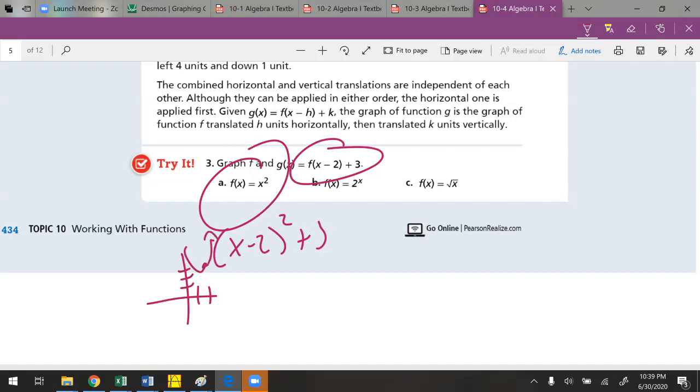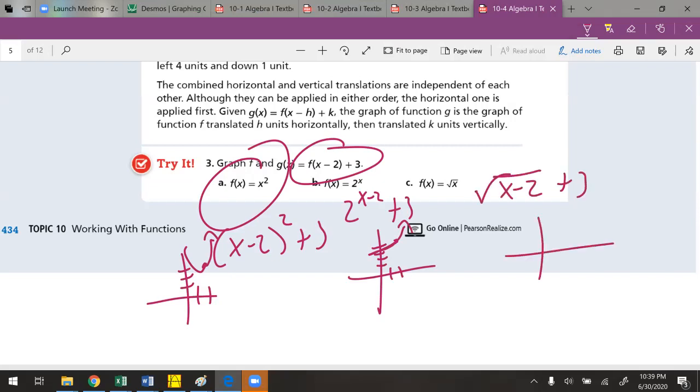Okay, this one right here, it's 2 to the x minus 2 and then plus 3. And that graph is going to move. The important point, I'm going to move it up 3 and then to the right 2. Boop, just like that. Okay, then lastly for this one, this is going to be radical x minus 2 plus 3. Let's move that important point. Okay, boop, just like that. And the important point was 2, 3.